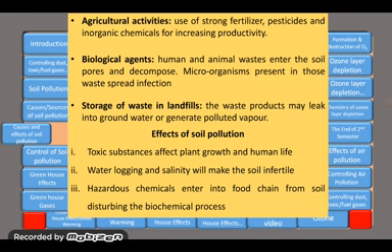Then storage of waste in landfills. The waste products may leak into groundwater or generate polluted vapor. If you are the type that lives in a rural area where you always pass through a landfill area, it will be very difficult for you to breathe in such an area, because the kind of odor that will be coming from the landfills will be very offensive.